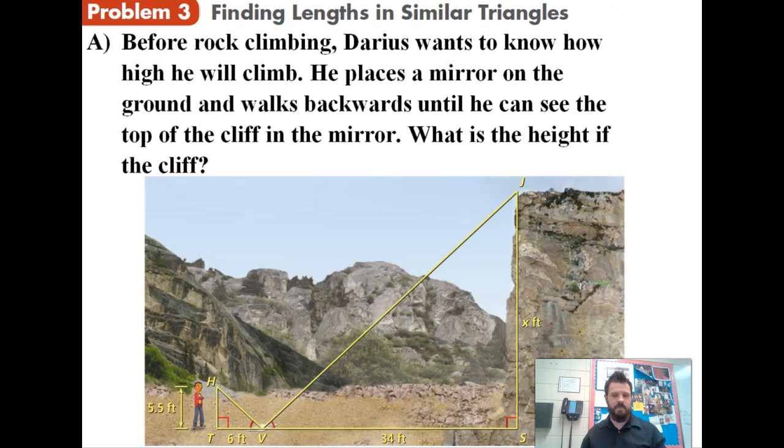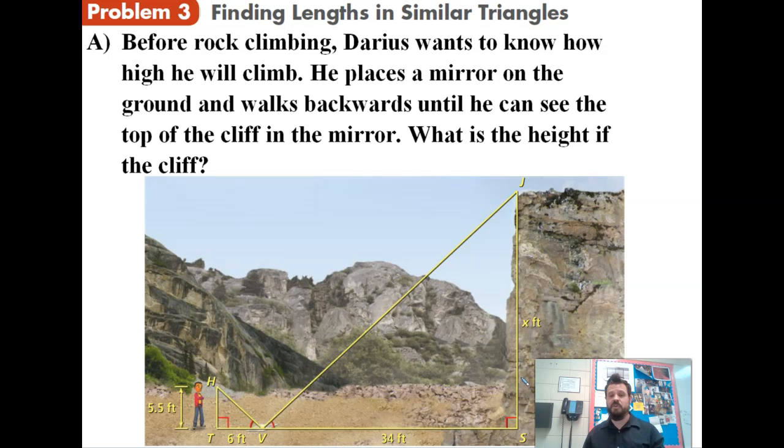All right, so for example, problem 3 part A says, before rock climbing, Darius wants to know how high he will climb. He places a mirror on the ground and walks backwards until he can see the top of the cliff in the mirror. We want to know what's the height of the cliff. Okay, so we have a cliff to climb, and it would probably be nice to know if it's 30 feet tall, 100 feet tall, 1,000 feet tall before we get climbing it.